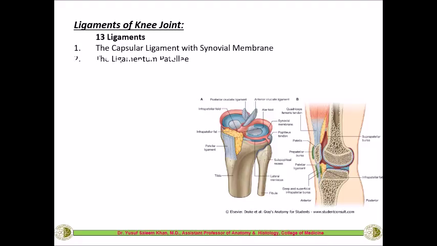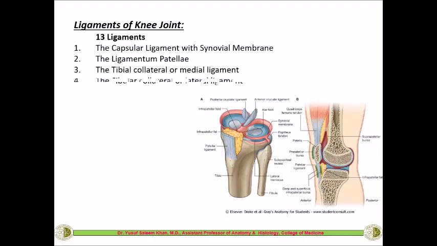The first one is the capsular ligament itself, then the ligamentum patellae. Here you can see the synovial membrane, around that will be the capsule, around the whole of the knee joint, and in the front you can see the patella ligament. If you remember, the quadriceps femoris gets inserted to the base of the patella. The base of the patella is above, and from the apex it continues down as the patella ligament, getting inserted to the tibial tuberosity. This is called the ligamentum patellae.